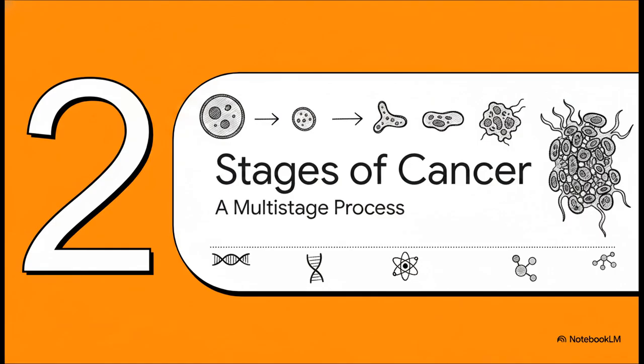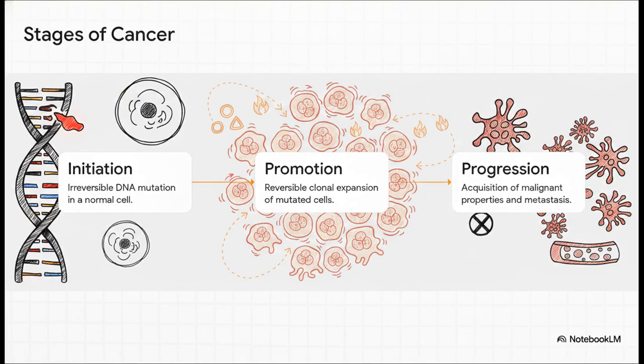Moving on to Section 2, the 3 stages of cancer. So how does a perfectly healthy cell transform into this invasive mass? Well, it's a long-term process that always follows 3 distinct stages. First up is initiation. This is a permanent, irreversible mutation in the cell's DNA. The blueprint gets damaged, but at this point, the cell still looks normal.